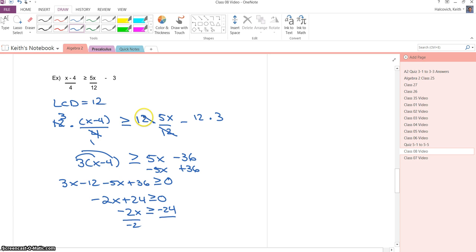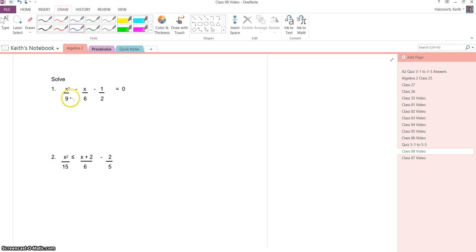Then I divide by negative 2 and get x is less than or equal to 12, because you have to flip the inequality because you're dividing by a negative. In interval notation, that means you go from negative infinity to positive 12.